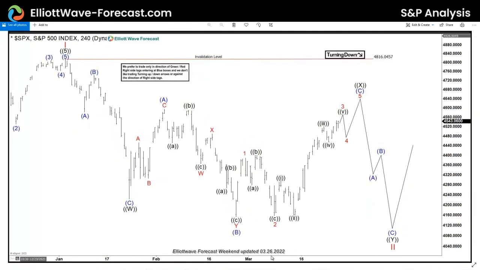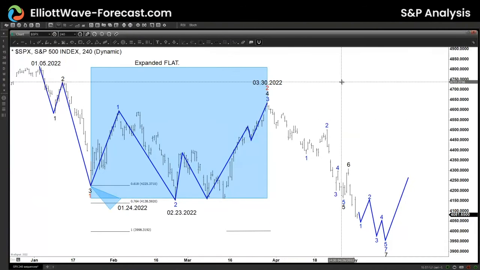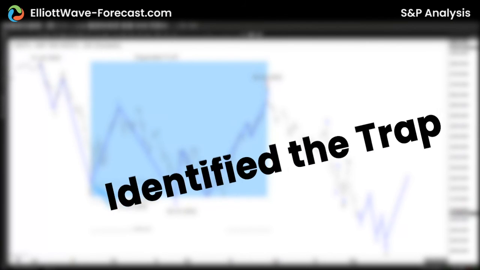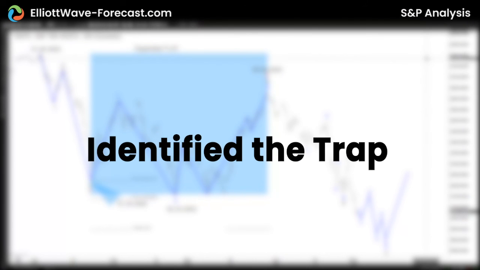At that stage, it was clear that it was the expanded flat, that we have 3, 3, and 5. And we were telling members that around the 4,640 area, more or less, below 4,816, the market was eventually going to turn lower and reach around the areas where we are now. So it's a very nice way to identify a trap in the market. As always, the market is full of traps.